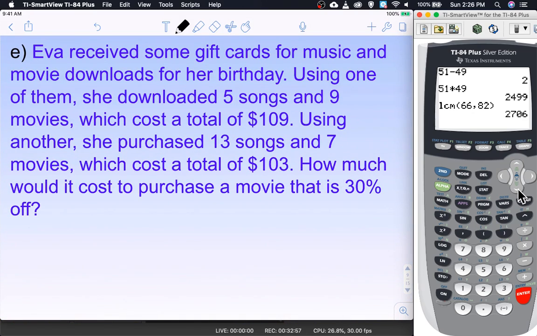So here's letter E. This is a problem for you to try. So go ahead and pause the video. If you'd like to check on your system of equations before you actually do any solving, feel free to hit play and we'll go through that part together. If not, please do the whole problem from beginning to end.